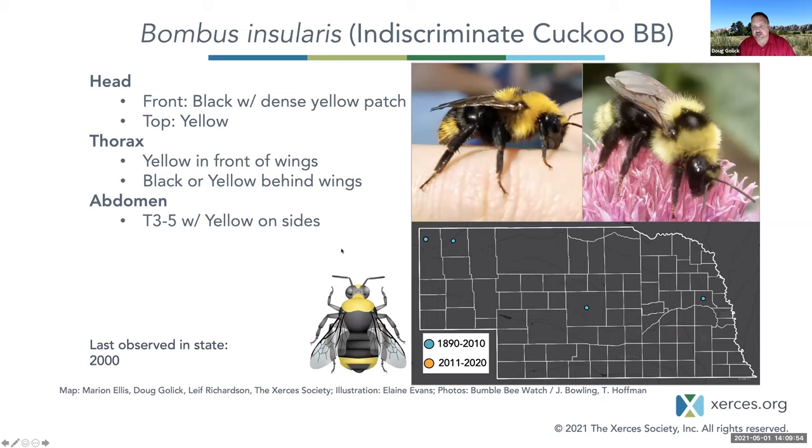Bombus insularis is another species that I think I collected one of when I was a grad student many years ago that we haven't found yet in this project. Again, it's found sparsely throughout Nebraska. It has shoulders that are yellow. The top of the thorax is yellow. And it has just a few yellow hairs on the abdomen.